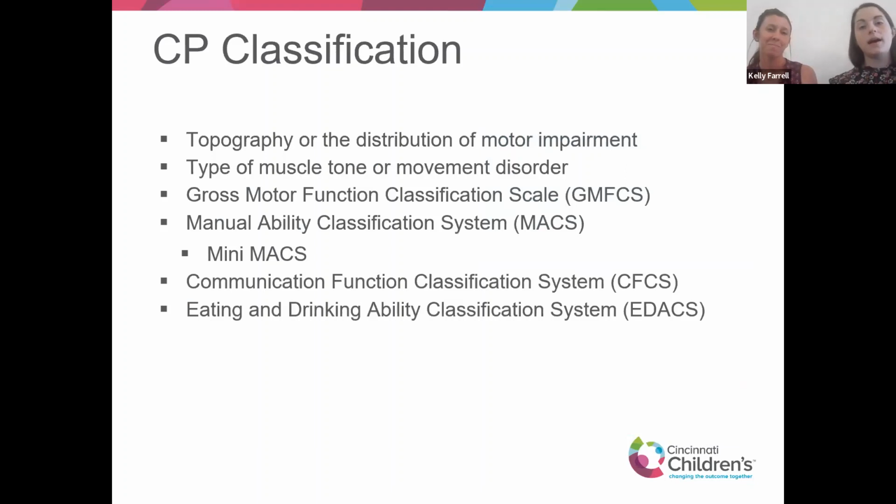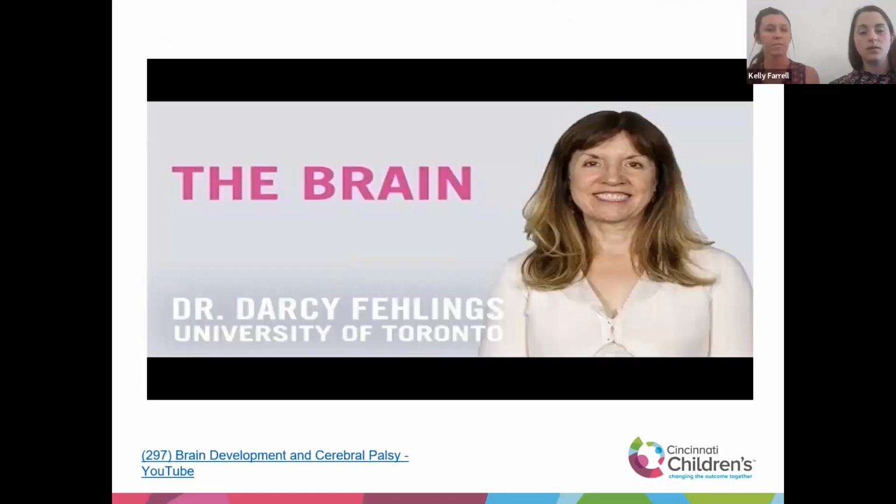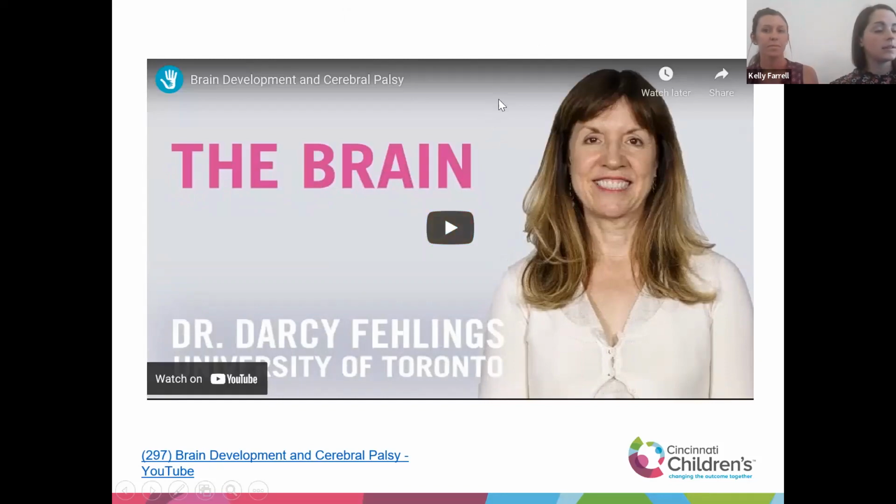So, how we classify cerebral palsy. We have a multitude of different ways of doing this, both from a PT standpoint and an occupational therapy standpoint. The first being topography. Then we're also looking at their muscle tone. And then we also have some different scales that we'll be going through in the next slides. Okay, so this video is going to go over more of the body distribution of the impairments in cerebral palsy. And I think it gives a really nice highlight.